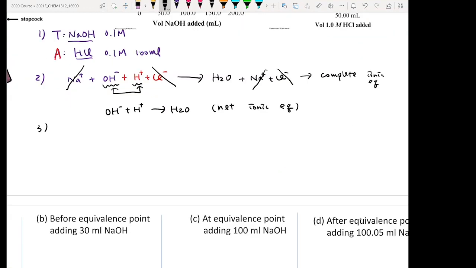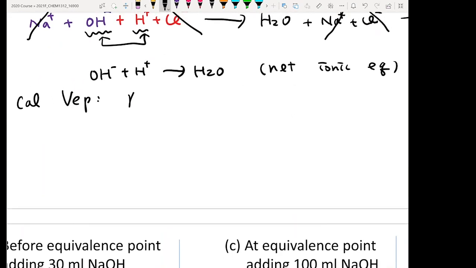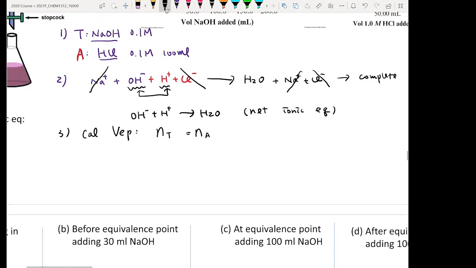The third step is to calculate the equivalence point, the VEP. We are going to use the concept that the number of moles of titrant equals the number of moles of your analyte. Our titrant is sodium hydroxide. We don't know the volume, how much sodium hydroxide I should add into my analyte so that it will reach the equivalence point. That's what we want to solve. But the number of moles of analyte is well known, because you know it's 0.1 N, 100 ml.